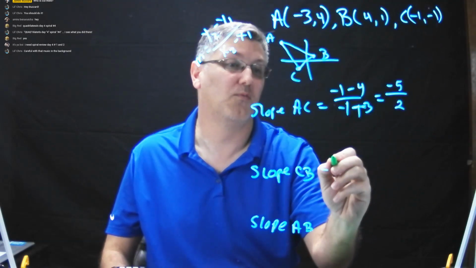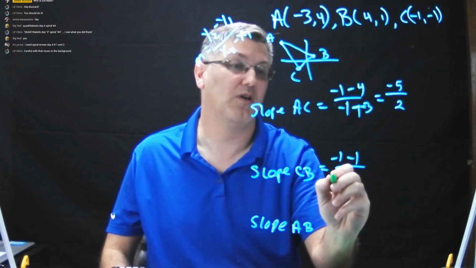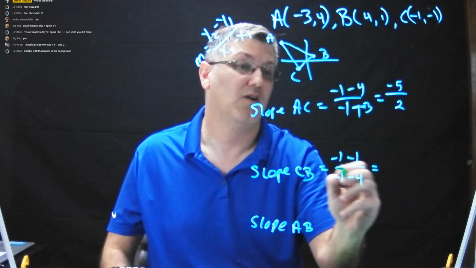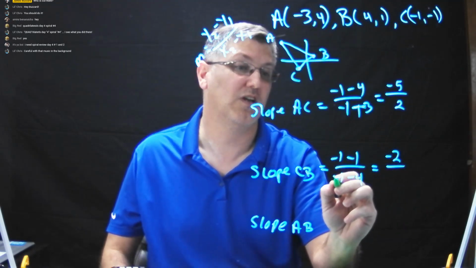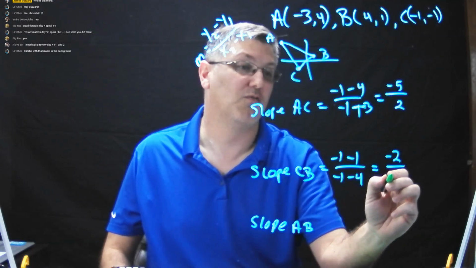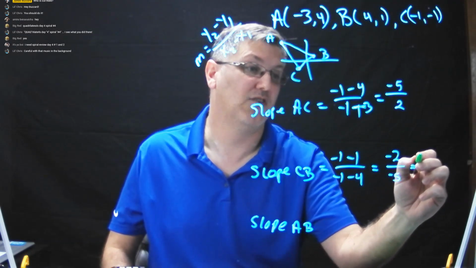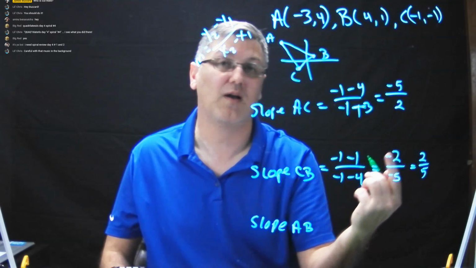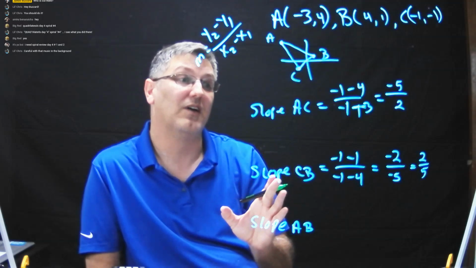The slope of CB. So we're going to do negative 1 minus 1 over negative 1 minus 4. All right. Well, negative 1 minus negative 1 is a negative 2 over, let's say, a negative 1 and a negative 4 gives me negative 5. Which this gives me a positive 2/5 because a negative divided by a negative is the same as a negative times a negative, which makes it a positive. I can stop right there.